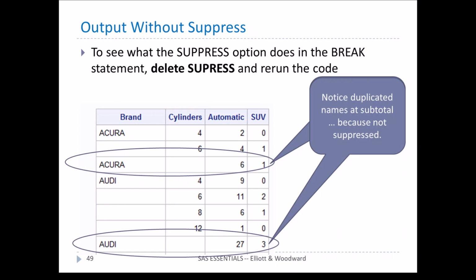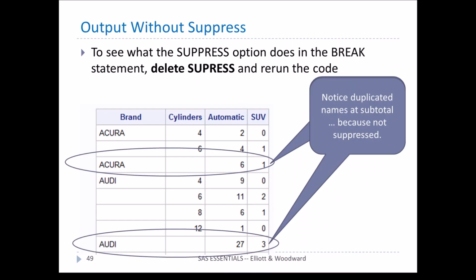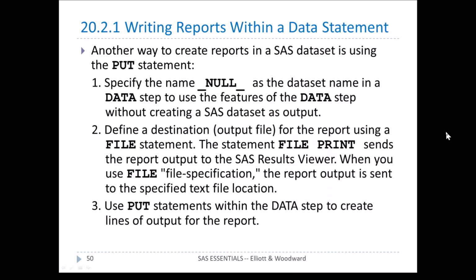And so depending on, I think the initial one where we don't have Acura twice is cleaner, but it depends on what you want. You can either suppress that second one or not using that suppress option.